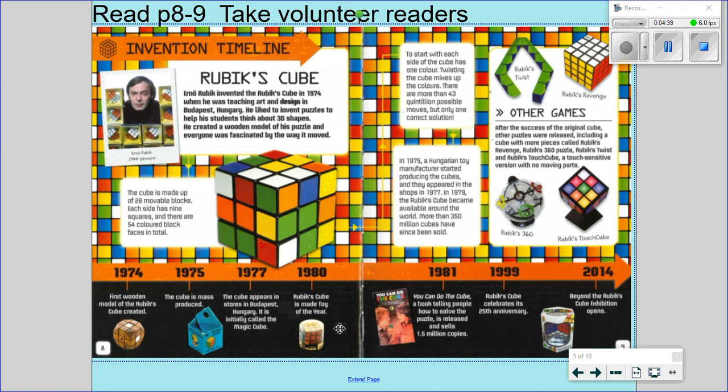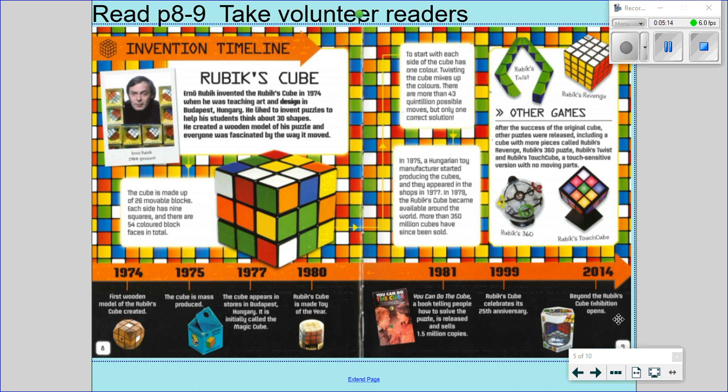Rubik's Cube is in 1980. The Rubik's Cube is made Toy of the Year. Woohoo! And then 1981, You Can Do the Cube, a book telling people how to solve the puzzle, is released and sells 1.5 million copies. And then in 1999, Rubik's Cube celebrates its 25th anniversary. And then in 2014, Beyond the Rubik's Cube exhibition opens. Okay, and that is the Rubik's Cube.